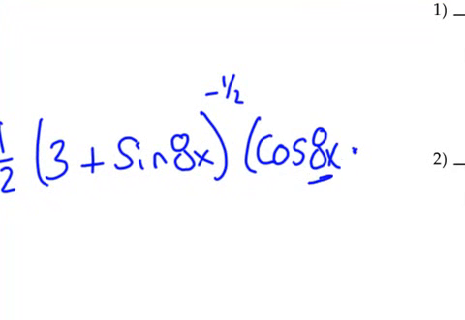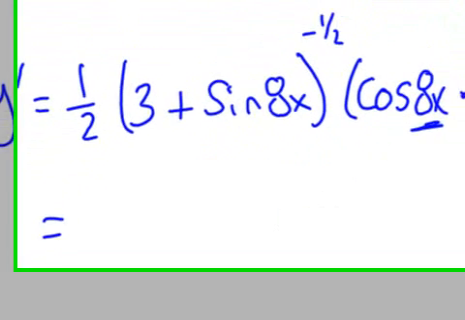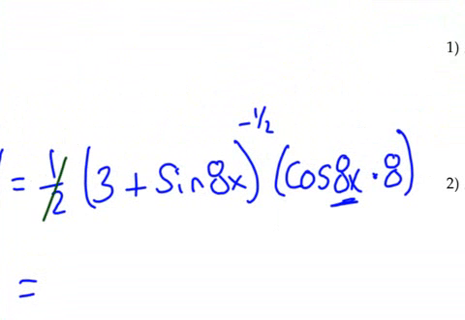Times the derivative of this little function here would be 8. Don't miss that. We've got another nesting of a function there inside. So we've got a function and a function and a function. Equals, let's see, let's do a little reduction right here. Half of 8 is just 4, so that would be a 4.